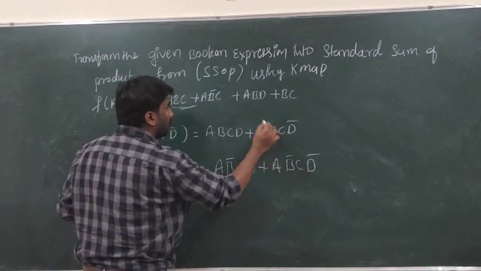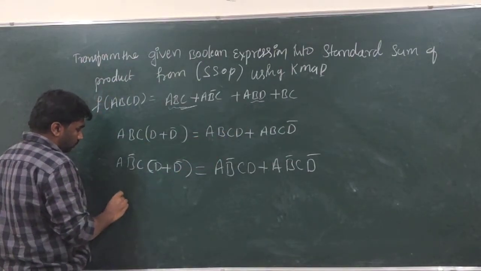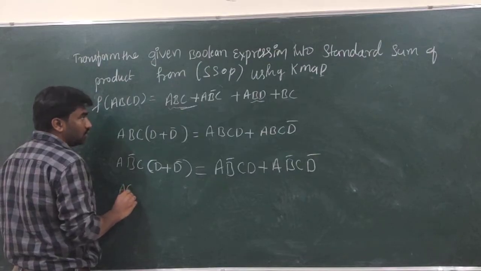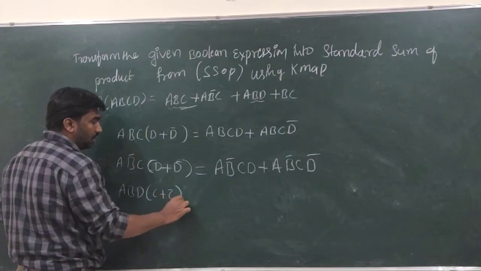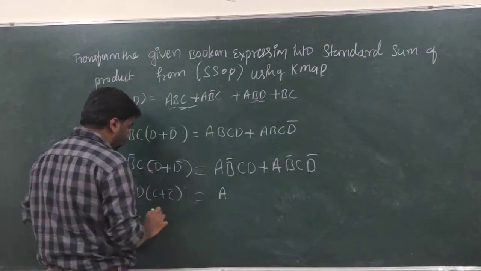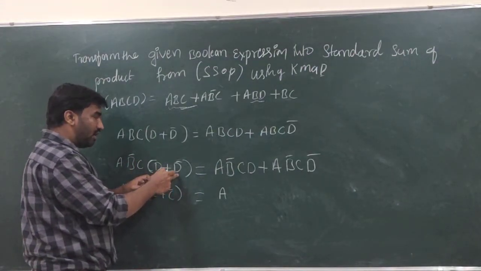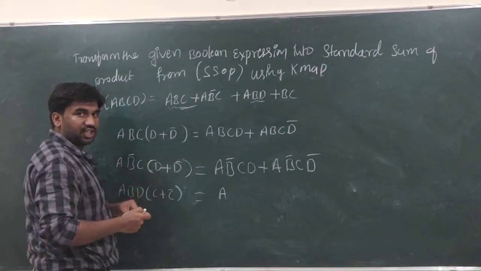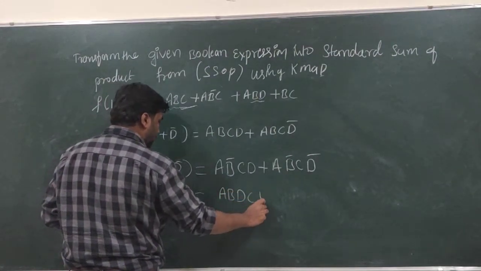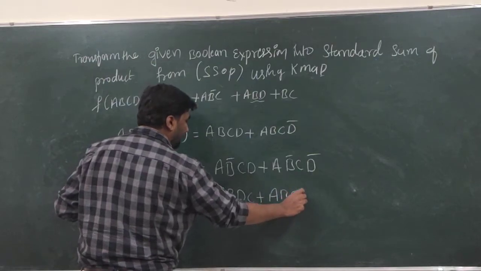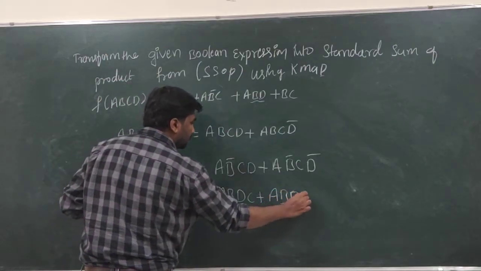Next, in the third term, again here C or C bar is missing. So we could write A, B, D, and we are multiplying C or C bar, because the value of C plus C bar is 1. So that's why we are multiplying here. And here the D and D bar value is also 1. Anything multiplied with 1 does not change, right? So next A, B, D, C plus A, B, D, C bar.